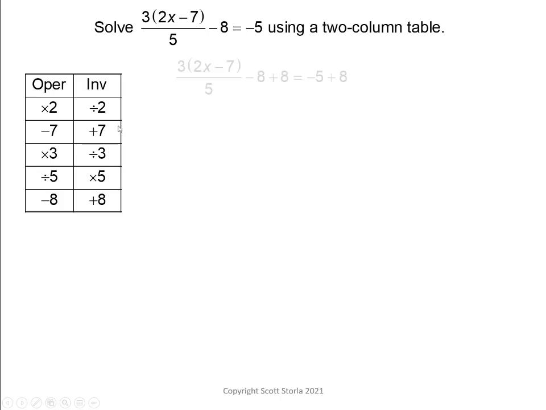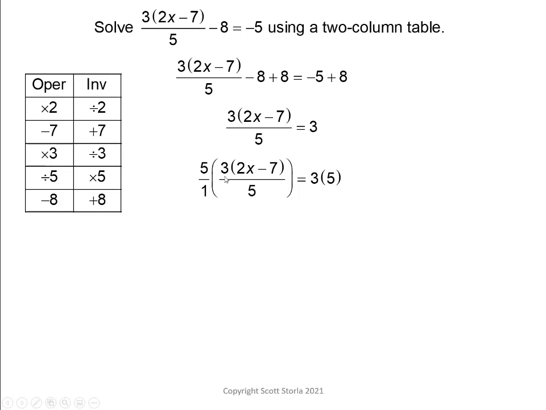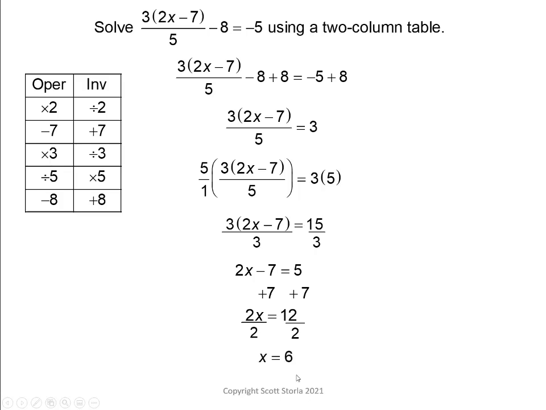So we start with the original and add 8 and simplify. Move up a row and multiply by 5. And again, these 5's reduce to a factor of 1. And so when we simplify, we just have 3 times the quantity, 2x minus 7. We move up a row and divide by 3 and simplify. We move up a row and add 7 and simplify. And then we move up a row and divide by 2 and simplify. Our answer then is 6.